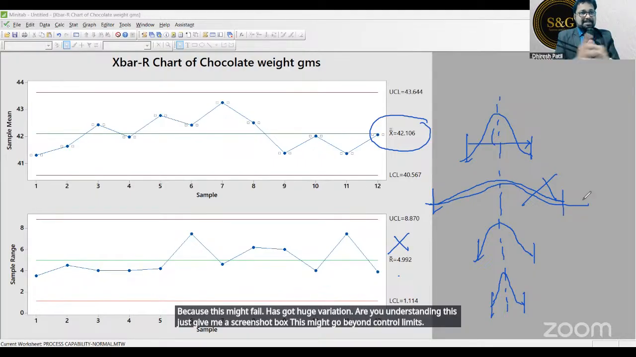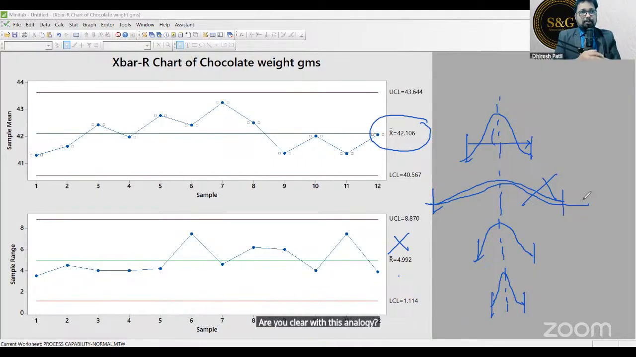Are you clear with this analogy? Just give me yes in the chat box. Clear everybody?